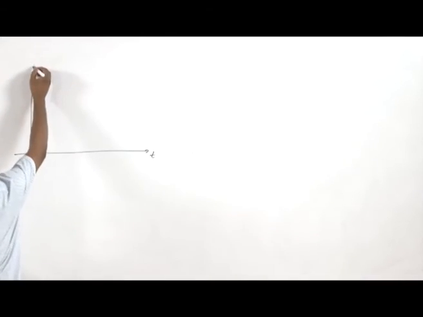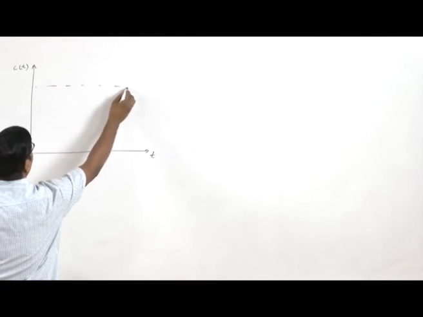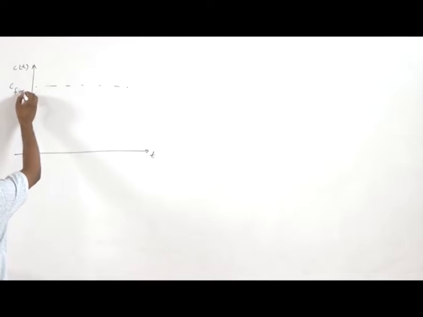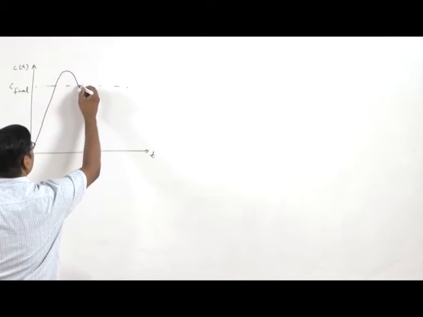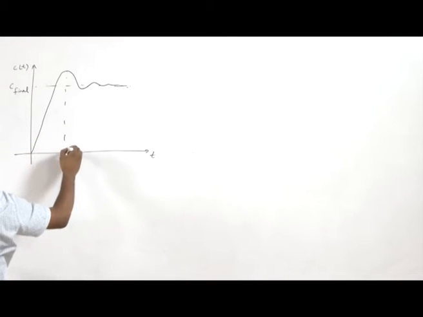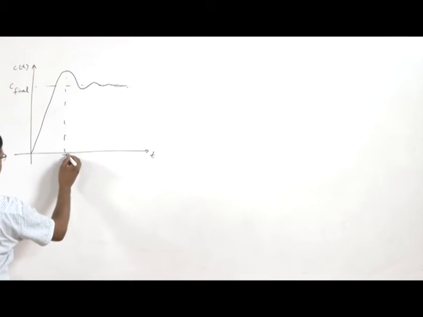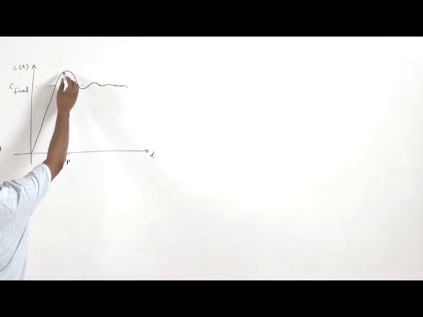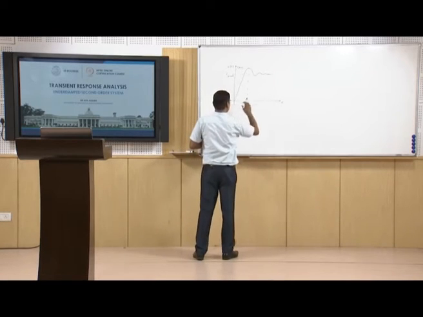So we can see that the response of an underdamped system is, this is t, this is C(t), and this is C final, the final value. It overshoots, then it comes like this. This time Tp is the peak time, and this is C max, the maximum value of this response at this peak time.